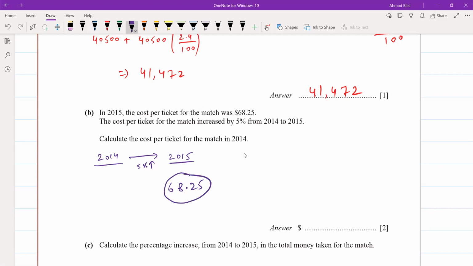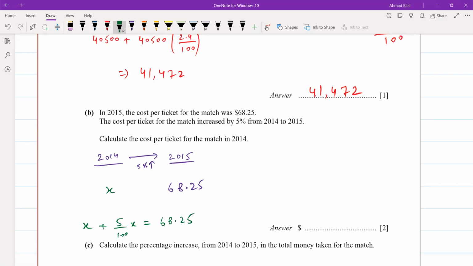We will not take 5% of the 2015 amount, 68.25. Our original amount in 2014, let's call that x, increased by 5% will give us 68.25, right? So one way to build this equation would be: x was the original amount, and you add 5% of x, that's the same thing as saying 5/100 times x, that should equal 68.25. From here you can figure out the value of x.